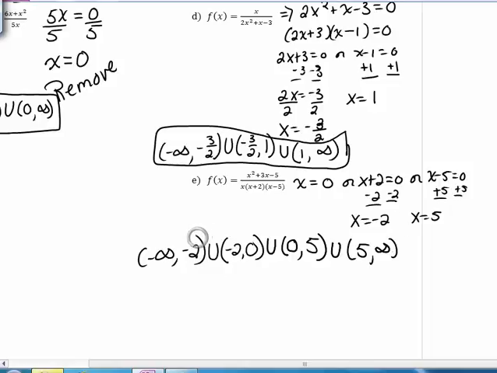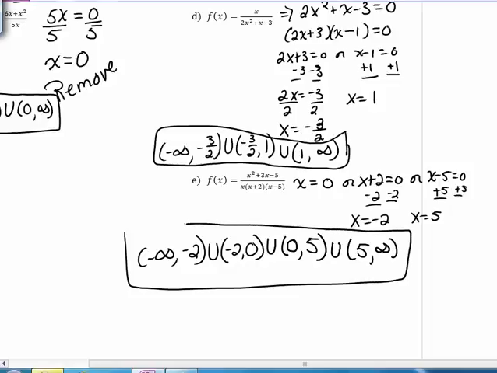So again, we've got the negative 2 removed right here, we've got the 0 removed right here, and this takes out the 5. And so that is how we would write the domain if we're removing 3 values. And that finishes off our lecture on the domain of a rational function. Let me know if you have any questions.